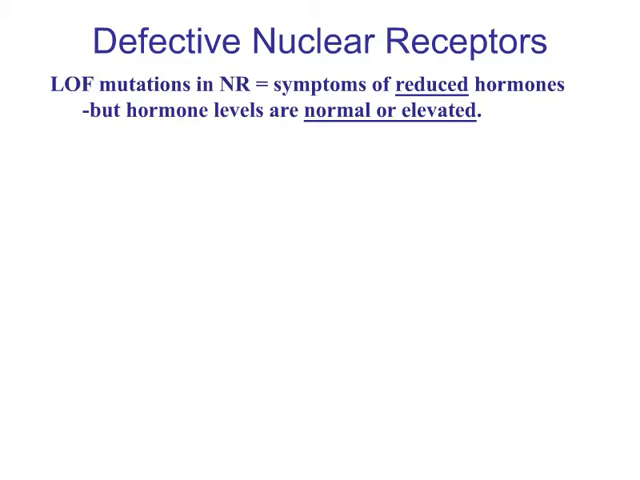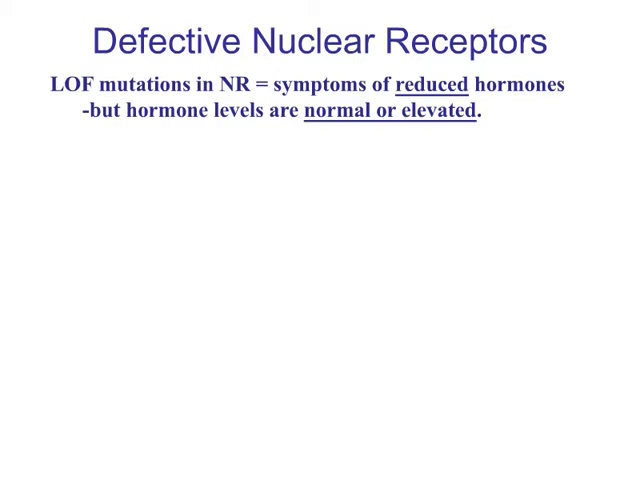While defects leading to the overproduction or underproduction of nuclear receptor ligands are fairly common, defects at the level of the nuclear receptors themselves do occasionally appear. Loss-of-function mutations in a nuclear receptor will produce symptoms nearly identical to that of reduced hormone production. However, in this case, the circulating hormone levels will be normal or even elevated in these individuals.